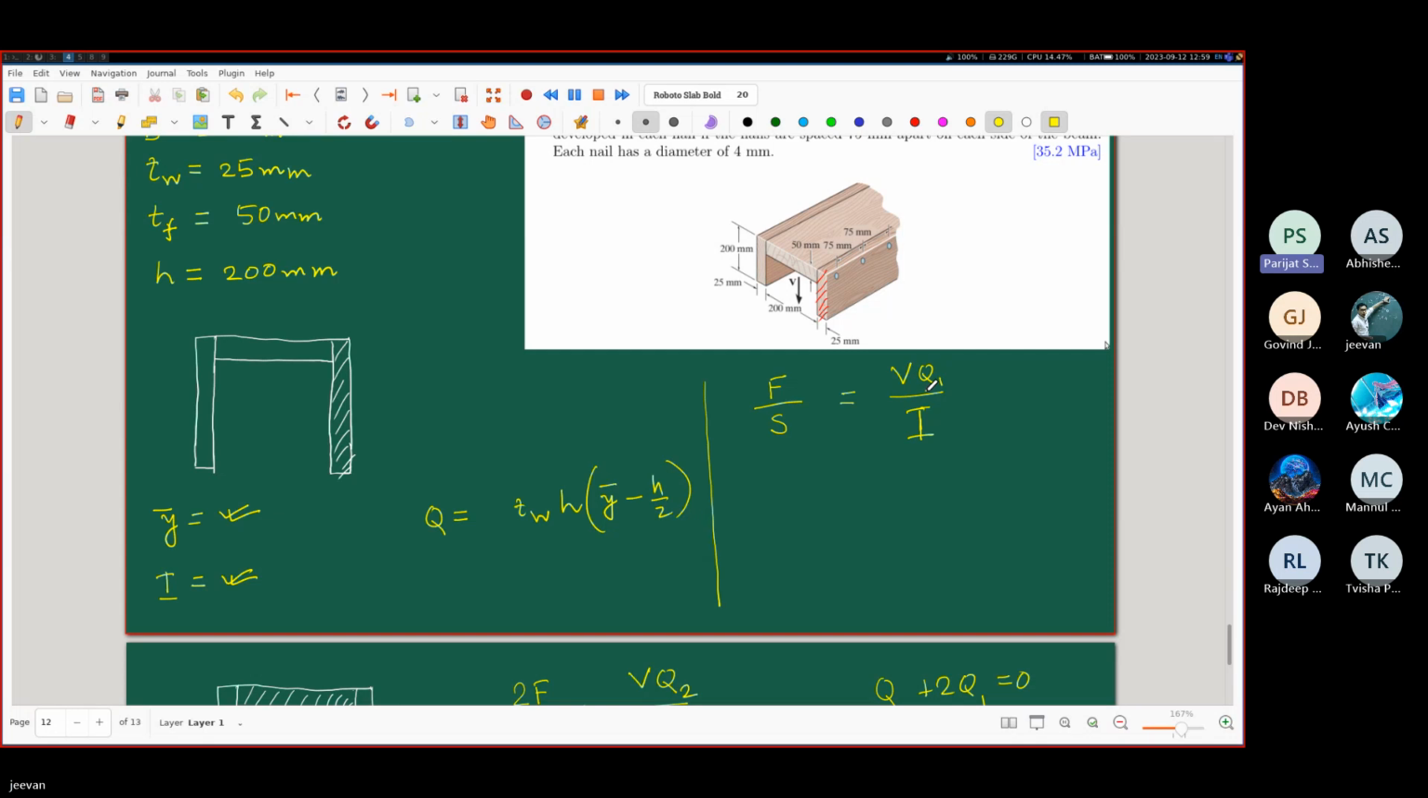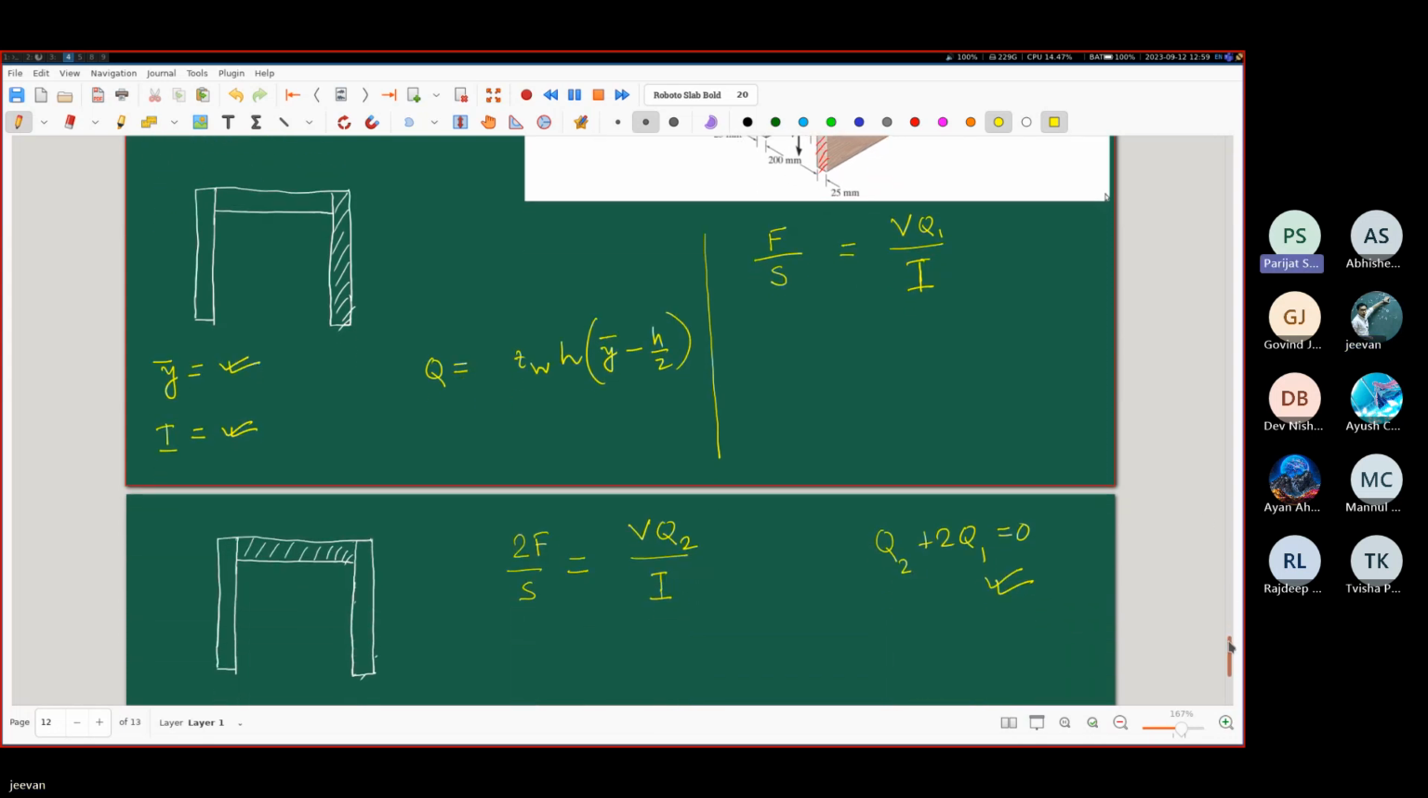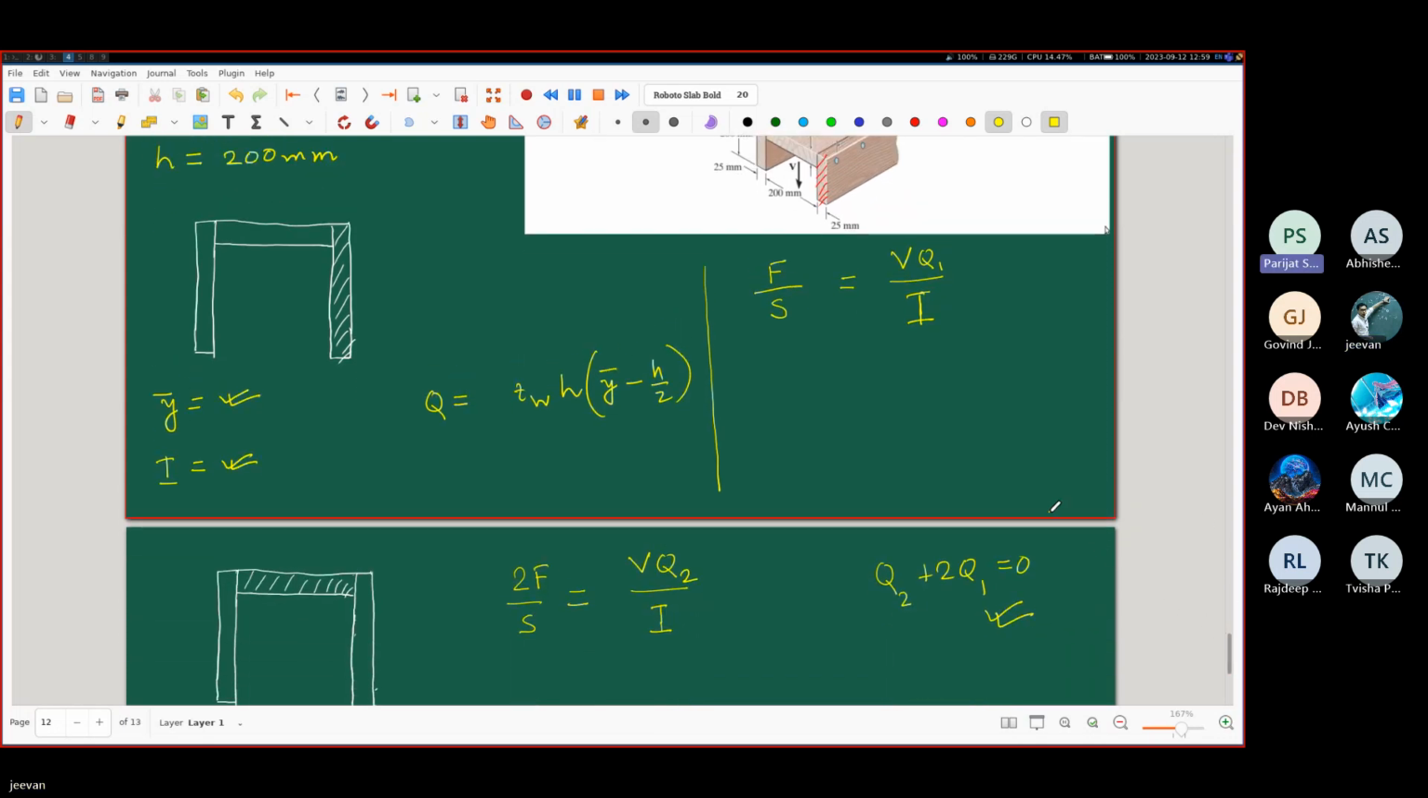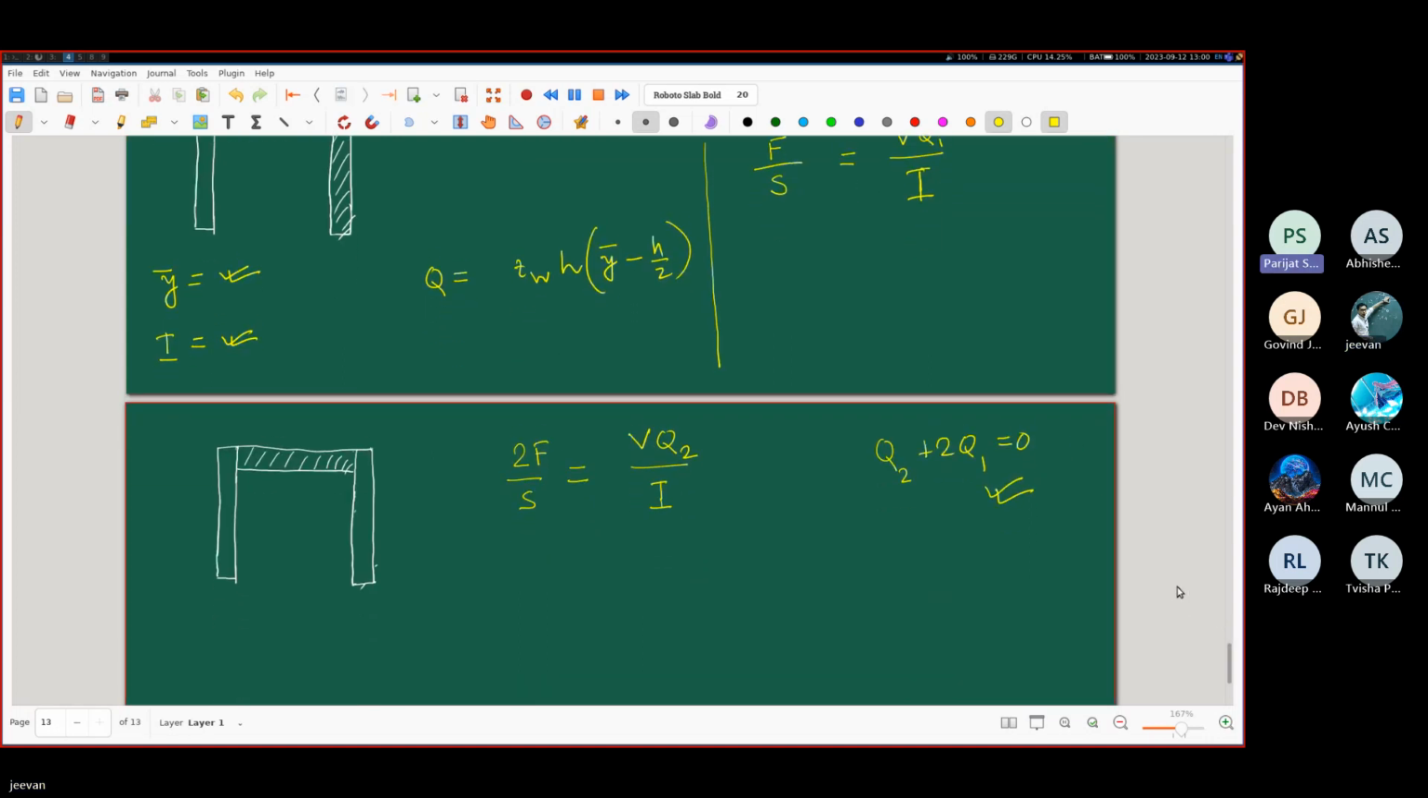Sir, but even then we could have taken Q of the middle board to be equal to 2 times the Q of the side boards. Sorry? Sir, let's say there was no nail on the left side. Okay. Sir, then from the approach of taking the left board, the same equation would be F by S equals 2 b Q1 by I. But even then, Q2 would be equal to minus 2Q1.